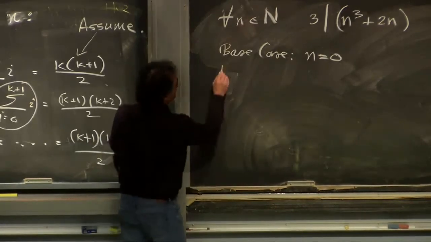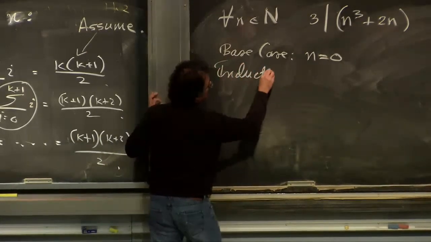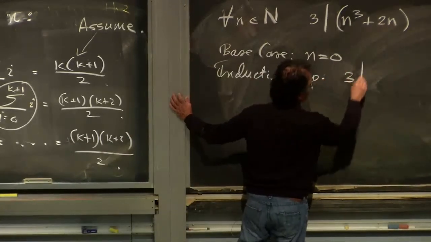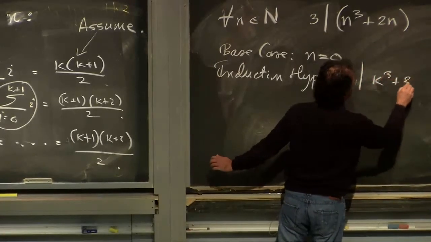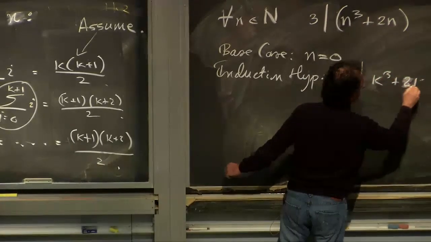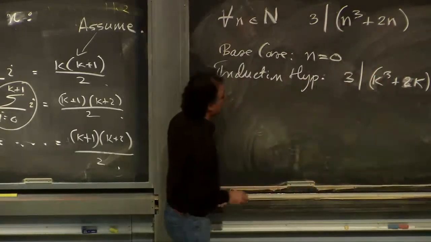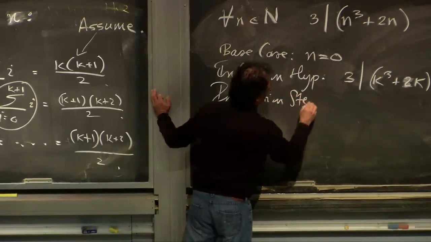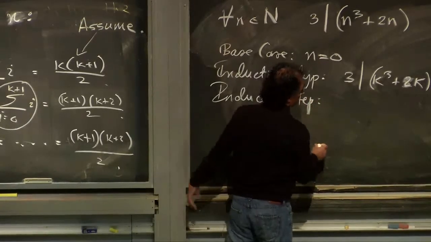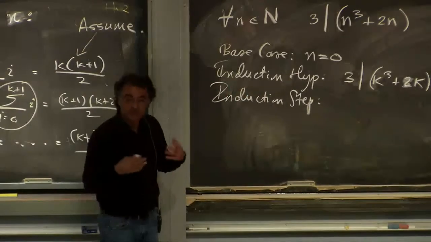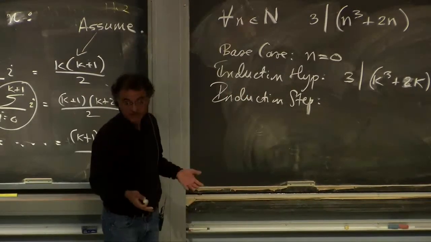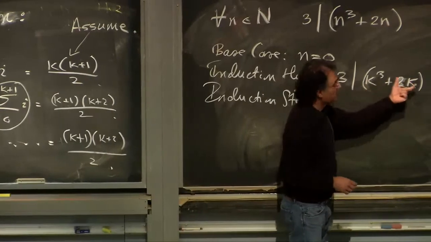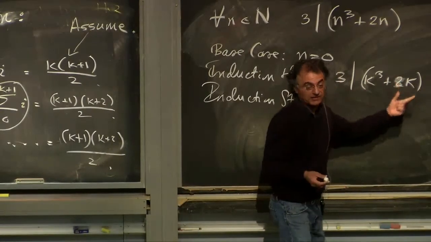Induction hypothesis. So assume that 3 divides k cubed plus 2k. And now induction step. We want to show 3 divides (k plus 1) cubed plus 2 times (k plus 1). Okay? So we want to say (k plus 1) cubed plus 2 times (k plus 1) is a multiple of 3. So let's write it out.